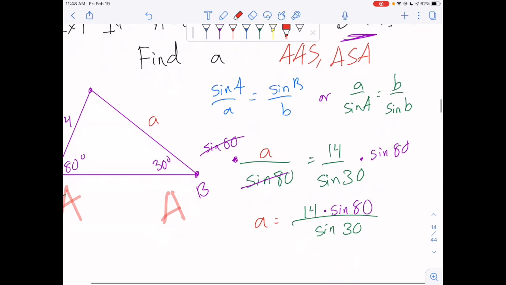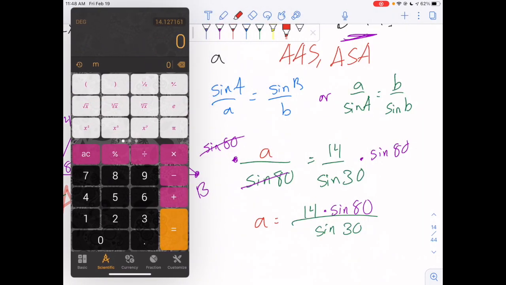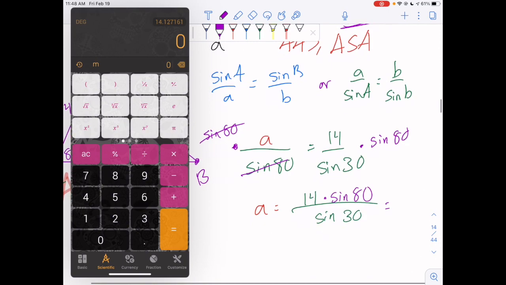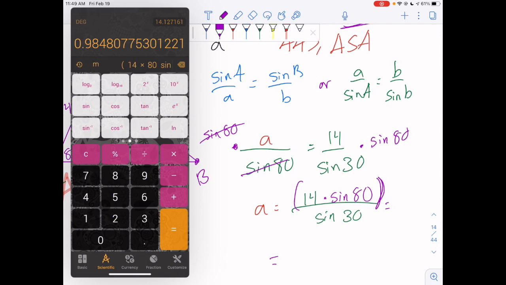So let's work on your calculator skills here. Hopefully you can see this. For me, there's a couple things you could do. If you're really good with your calculator, make sure you put parentheses around here. Remember, your calculator knows PEMDAS, so you need to really guide it on multiplying things properly. 14 times, where's my sine? Sine 80, close the parentheses, boom.